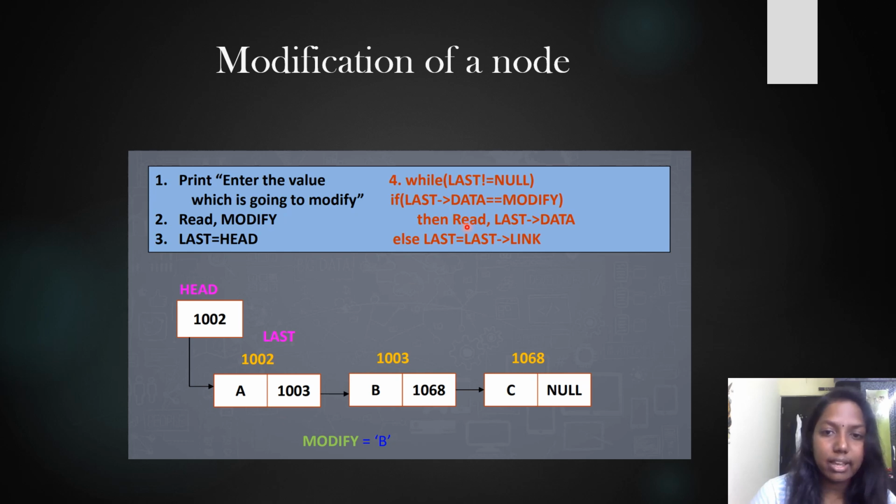Now here comes the thing, while last is not equal to null, then if the last data, that is if this data is equal to the modify, then we change it. So this helps us to traverse as it is. If this is not, then else, if this is not, go to last link. So if this is not it, then go to last link, that is this one. It reads again here, checks if this is the value, yes, modify B is the value, so then we modify it here.